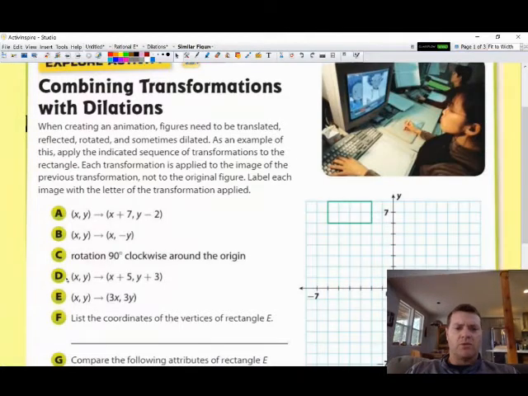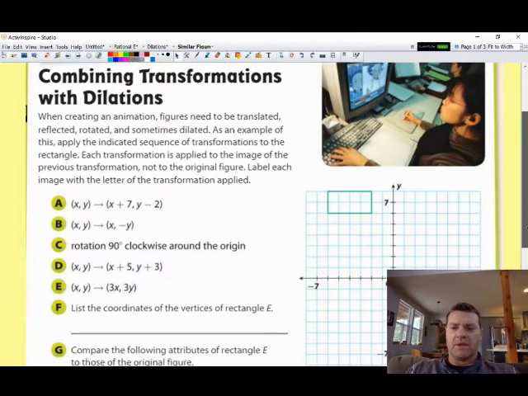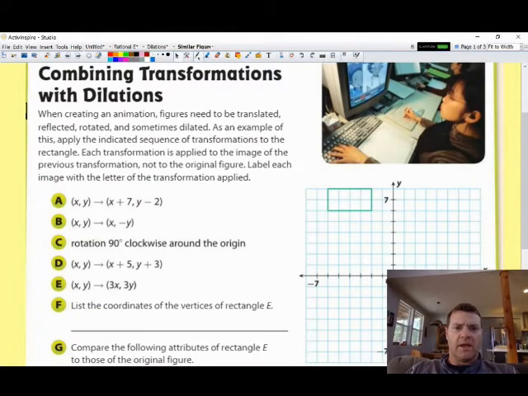What I'm going to do is help you read what is going on right here, and then we're going to translate it over to this figure and see what's happening. Okay, so let's go ahead and get started. It says when creating an animation, figures need to be translated, reflected, rotated, and sometimes dilated. As an example, apply the indicated sequence of transformations. A sequence of transformations means we're just going to have a combination of transformations. We're going to translate it, reflect it, rotate it, dilate it, that sort of thing.